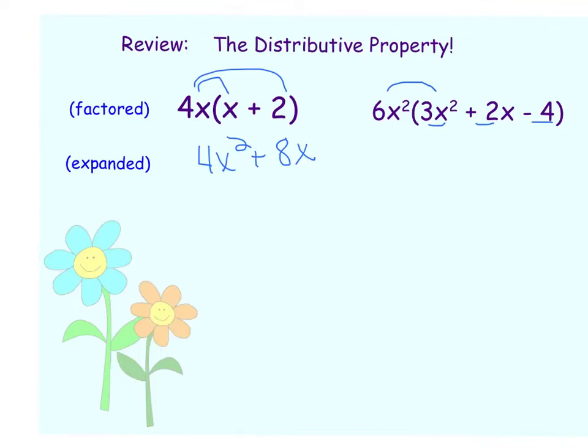So remember, you do the signs. Positive times a positive is a positive. 6 times 3 is 18. X squared times x squared is x to the fourth. And then we multiply to the next term. Both are positive, so it's going to be plus 2 times 6 is 12. X squared times x is x cubed. And now this one is a positive times a negative, so it's going to be minus 24x squared. And that's a lot of what you're doing today.